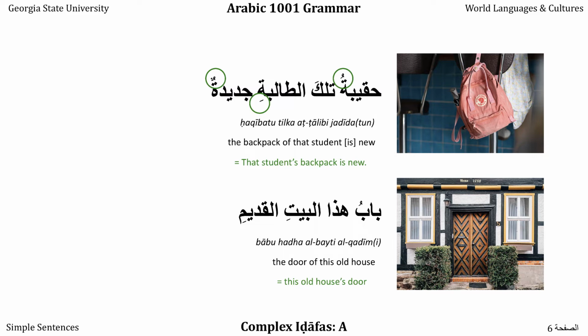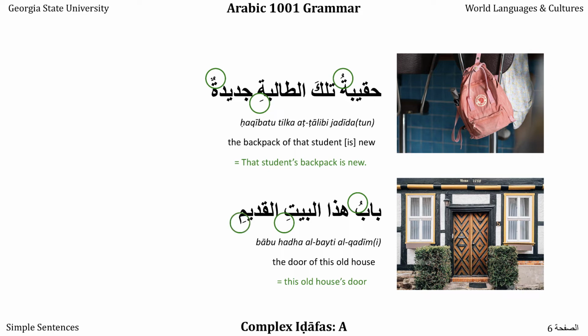In the second example, Bab gets a single dhamma for the same reasons haqiba does in the first example. It is definite by virtue of being in the idafa, and it is in the marfu' case by default because it is the first word in the idafa. Hadha, like tilka, does not change. Al-Bayt gets a single kasra for the same reason at-taliba does in the example above.